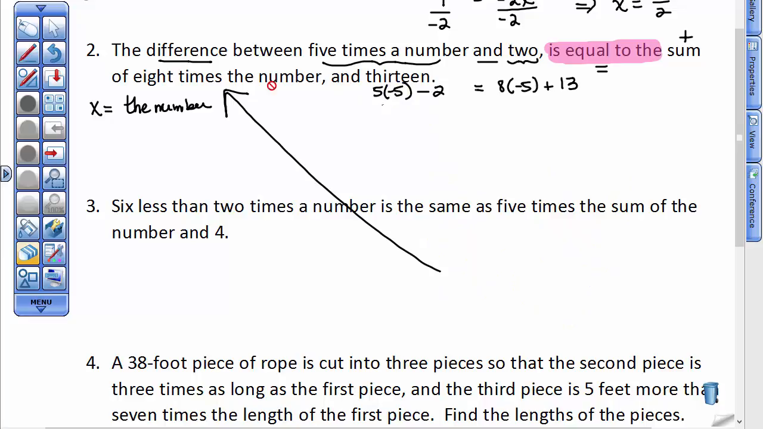So when I put this -5 in here, I have a -25 minus 2 on the left. Order of operations here says to multiply and then add the 13. This total is a -27, and a -40 plus 13 is a -27 as well.